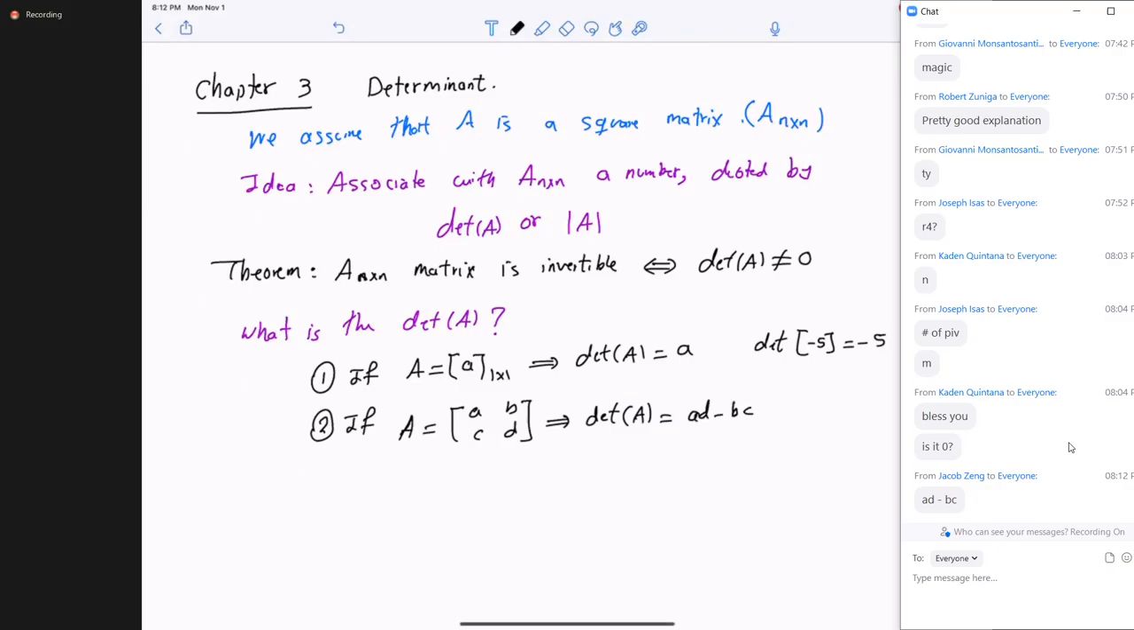Number three, if A is a 3x3 matrix, let me write it in this form: A11, A12, A13, A21, A22, A23, A31, A32, and A33. How do you evaluate the determinant of this matrix? Anybody remember or know how we can find that? The determinant of a 3x3 matrix.